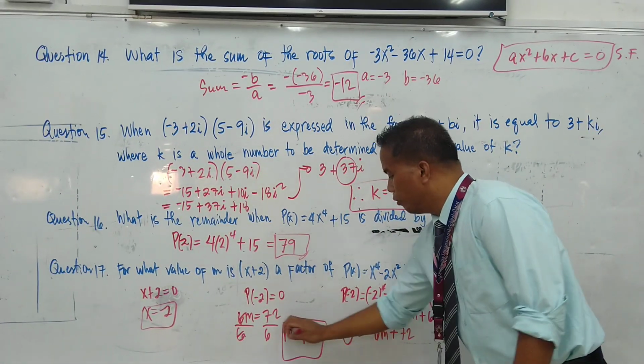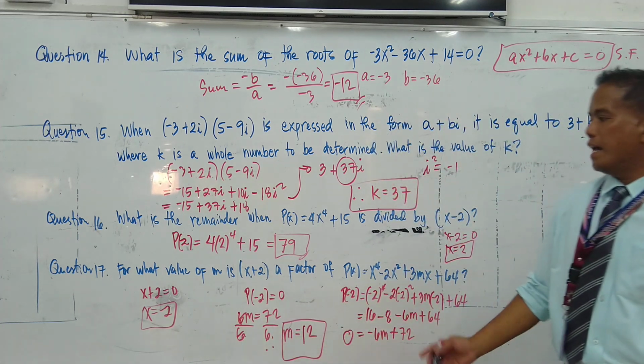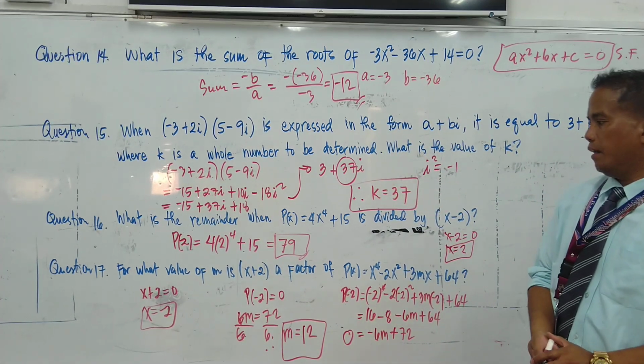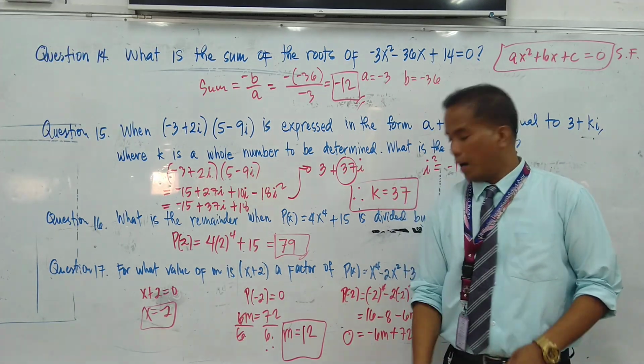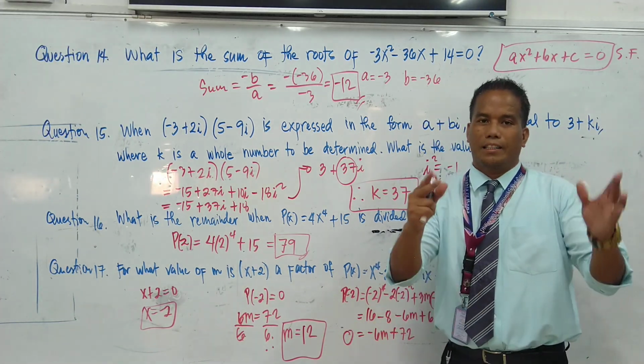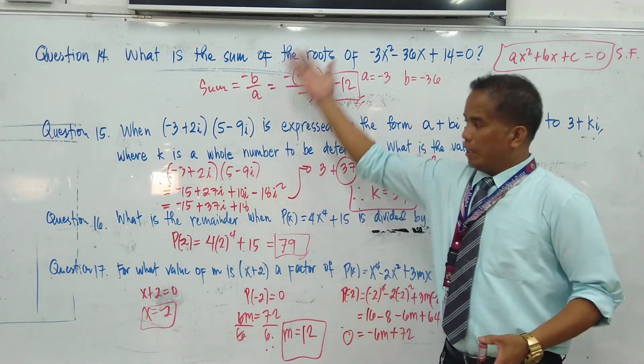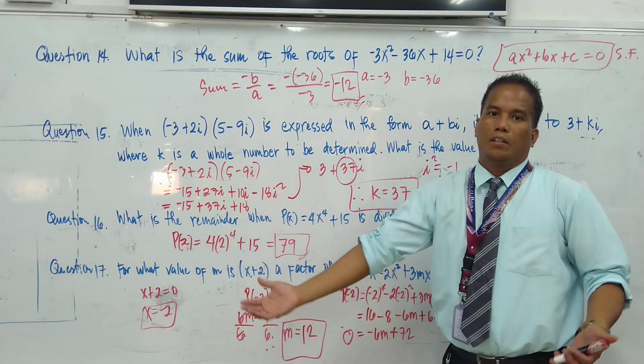Okay, so therefore, the answer in question number 17, for what value of m, is m equals 12. Okay guys, I hope you learned something about these questions.